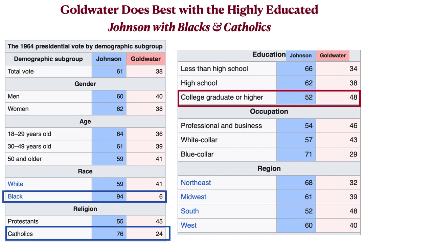Catholic vote also overwhelmingly for Johnson. The closest that Goldwater came, and he still lost by 4 points, was with college-educated voters. So this traditional linkage of Republicans with the wealthier and more educated segment of the population is still holding, although it's not going to hold forever, as we will talk about in remaining lectures.